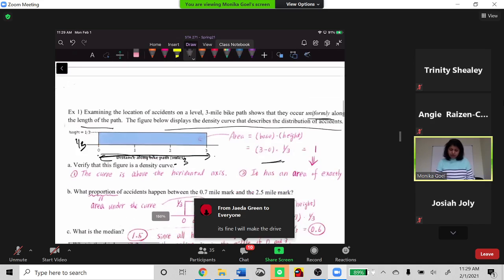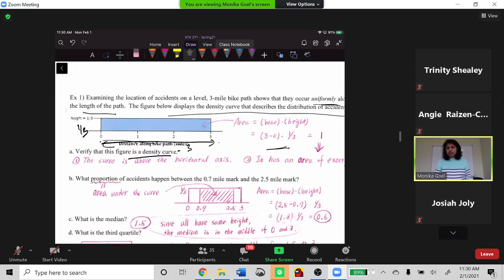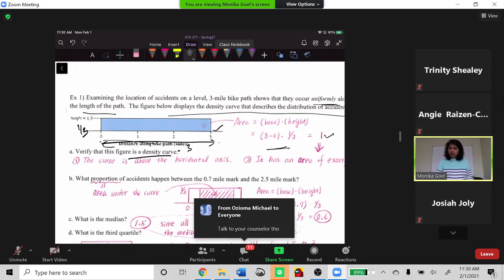Now verify that this figure is a density curve. How do you verify? Let's see that it is on and above the horizontal axis, which it is, and the area under the curve is one whole. When you look at this one whole, you see that this is a valid density curve.